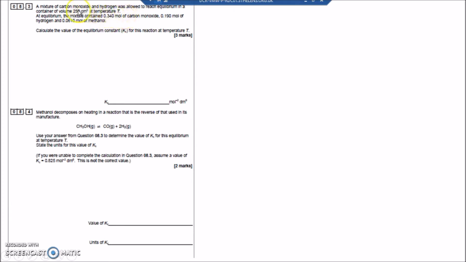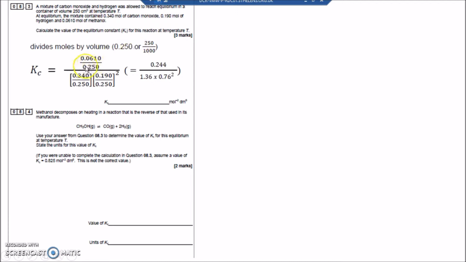So I take the 0.340 carbon monoxide divided by 250 centimetres cubed in decimetres cubed, which is 0.25. 0.340 divided by 0.25 will give me the concentration of carbon monoxide. 1.90 divided by 0.25 will give me the concentration of hydrogen, and 0.051 divided by 0.25 will give me the concentration of methanol. And then I put those into the equation in the right place, and I work it out, and the answer will be 0.311.